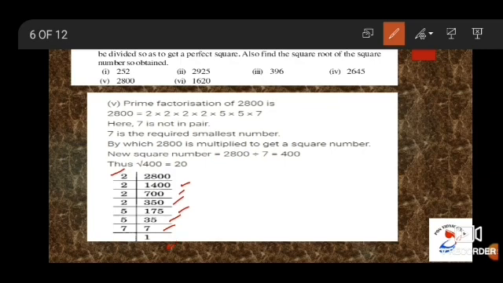So, here let us find out which number is not in pair. We have the number 7 that is not in pair. So, let us divide 2800 by 7. On dividing 2800 by 7, the result is 400. Square root of 400 is equal to 20.